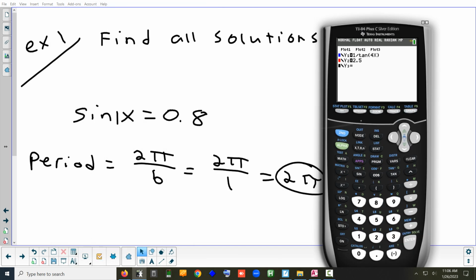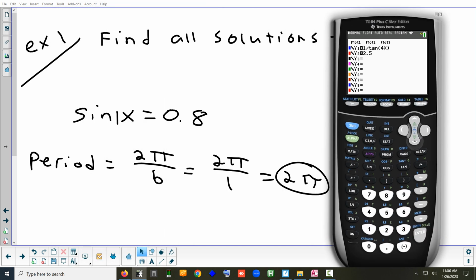And what would I put in y1? Sine of x. And y2? 0.8. I already did my window. I didn't check the range. I was just checking it. The range is fine. I'm in radians. So hit graph. If you're doing this in degrees, you wouldn't want to set a period length of 2 pi. You'd want to do 0 to 360.